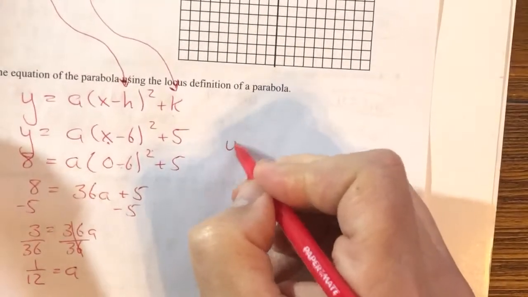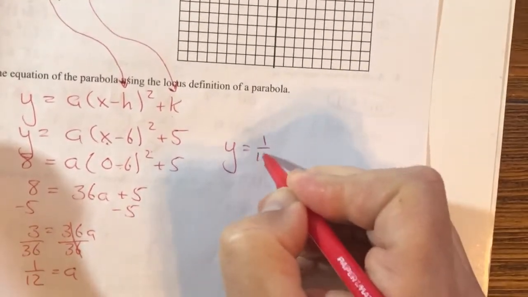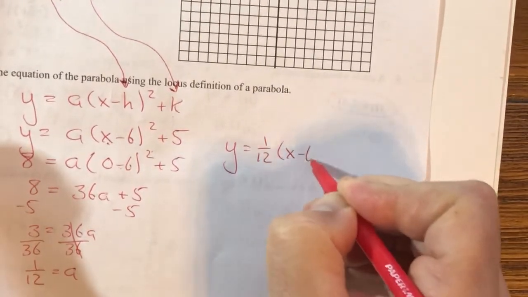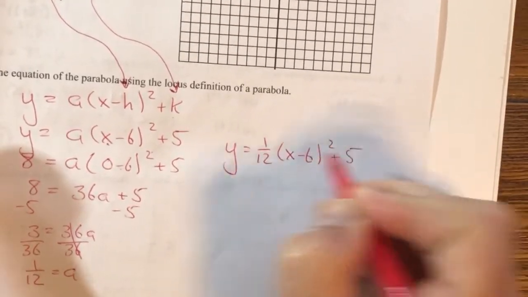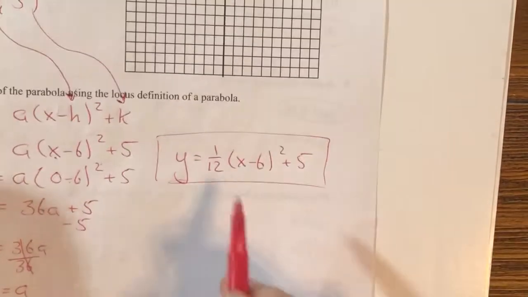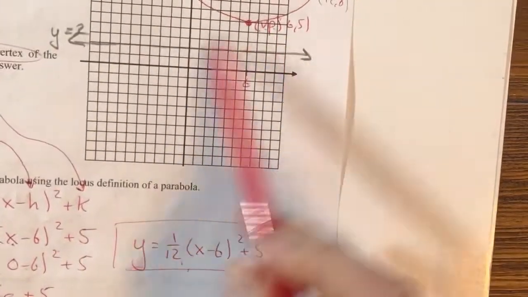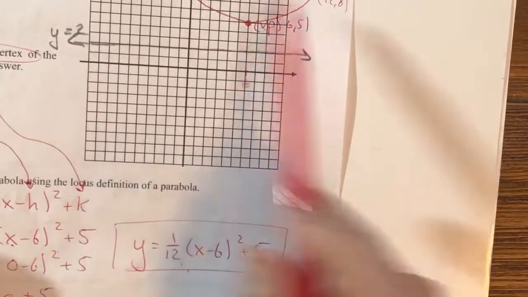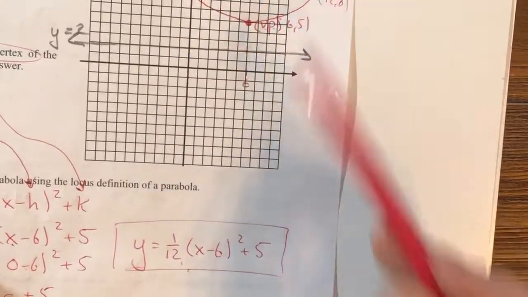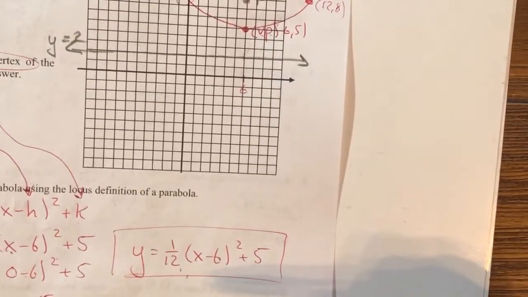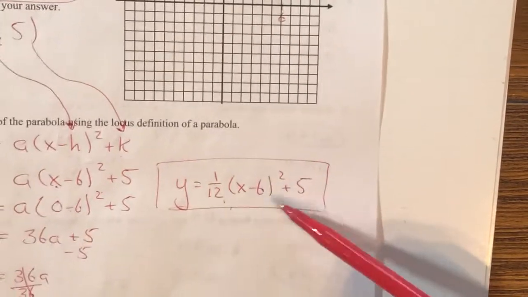So final answer was the equation: y equals 1/12 times (x minus 6) squared plus 5. Bust out your calculator, put this on your graphing calculator, and go to Zoom 6, the standard screen. You should see this parabola. This should be looking something like what I just drew here, but that's the equation.